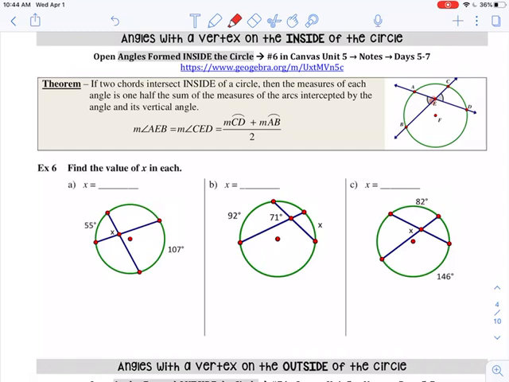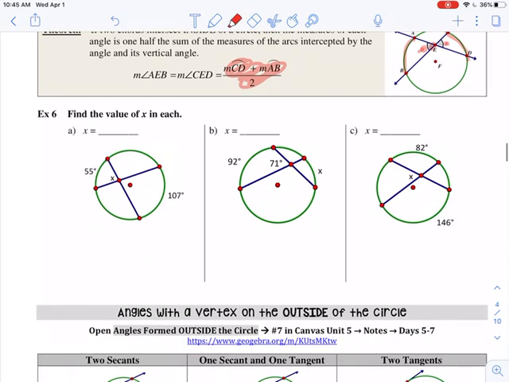If I add the two arcs together, so arc AB and arc CD, and then divide by 2, I get the angle inside there. And you'll notice these are vertical angles, so these are going to be the same measure, those two angles. So let's look at a couple examples.